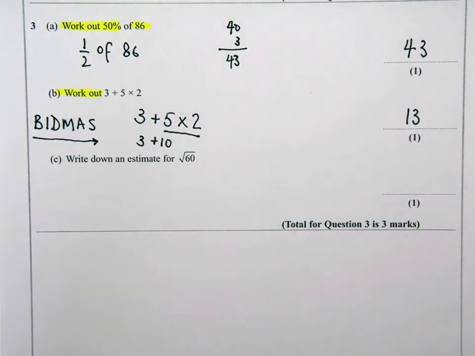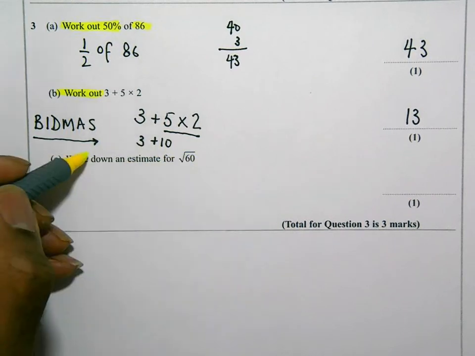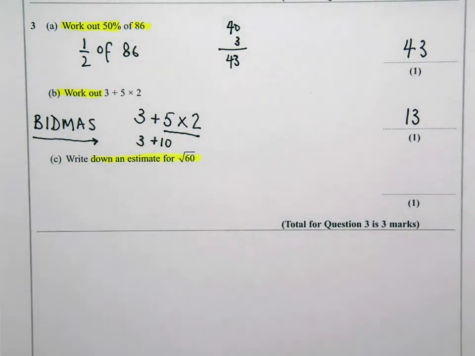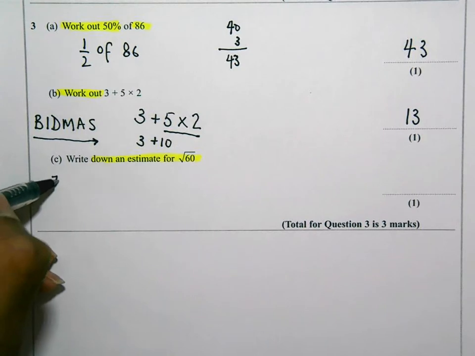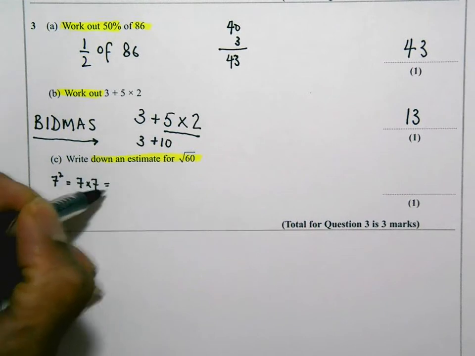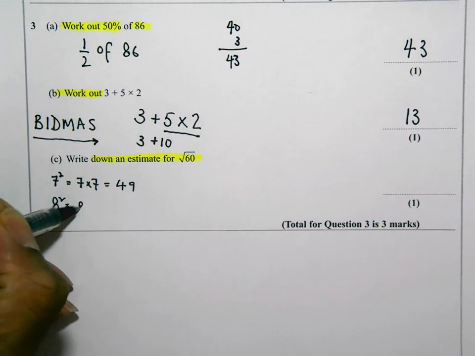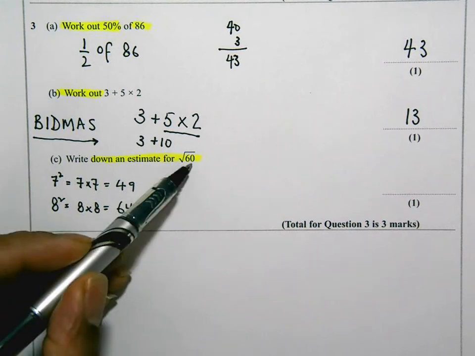Part C says, write down an estimate for the square root of 60. Now for this question, you need to know your square numbers, right? And thinking about the square numbers, well, I know that 7 squared, 7 times 7, is 49. And I know that 8 squared, which is 8 times 8, is 64. Now this number here, 60, is between those two.